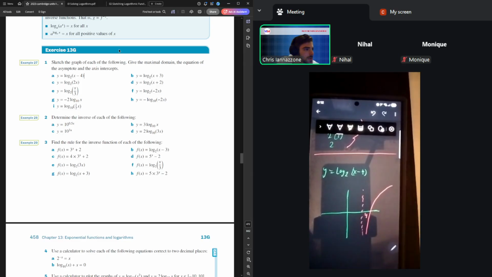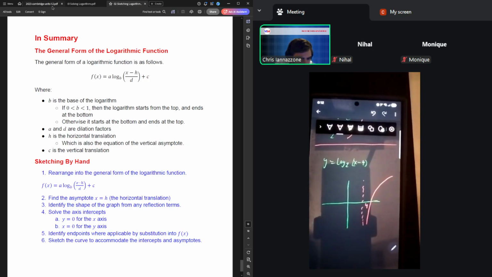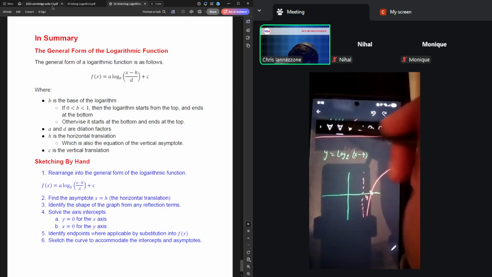So what step was that? That was step 2, getting our asymptote, and step 3, identifying the shape based on any reflections. It was base 2, so it's naturally going to do that, and there's no reflections, so there's nothing else that would change it. From here, we can clearly see we don't care about the y-intercept, but we do care about getting this x-intercept. How do we get x-intercepts?